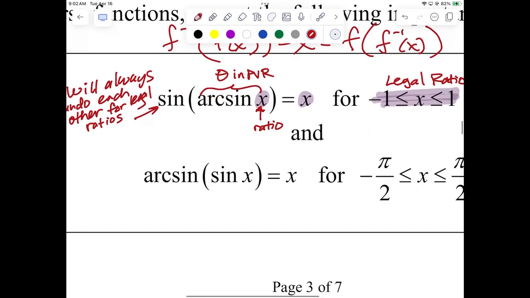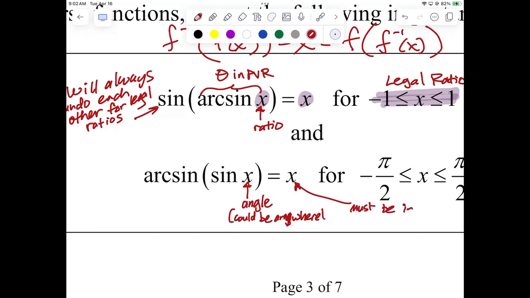The bottom one, we're starting with an angle. And that angle can be anywhere on the unit circle. It doesn't have to be in the PVR. So if you're taking the inverse sine of a sine of an angle, it's not always going to just give you x, because that x might not be in the PVR. This x must be in the PVR, because we're taking the arc sine of it. And anytime we take the arc sine of something, it has to land in the PVR.